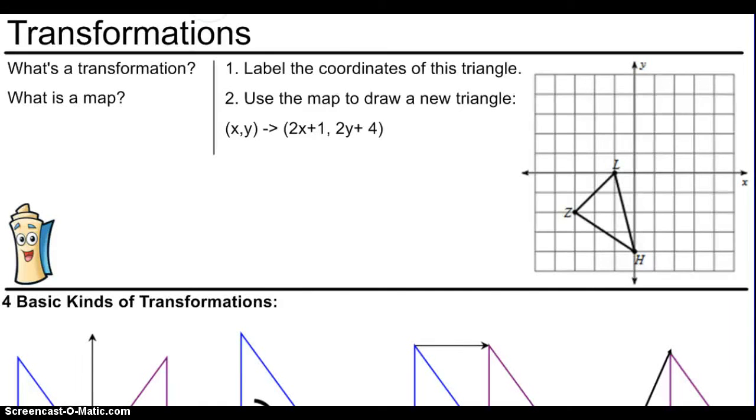In this video, we're going to be talking about transformations. So first to start, what is a transformation? Well, a transformation is a change in the position, size, or shape of a figure. So as you can see over here, we've got this triangle, and we're going to be moving it around, changing the size and shape of the figure on the coordinate grid.